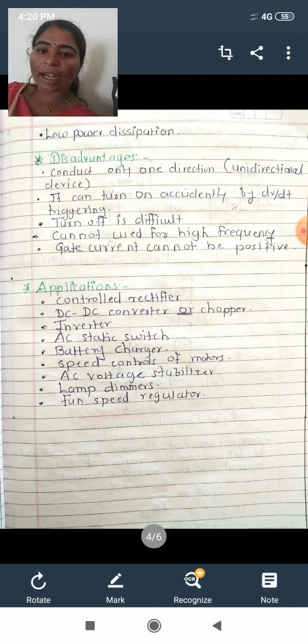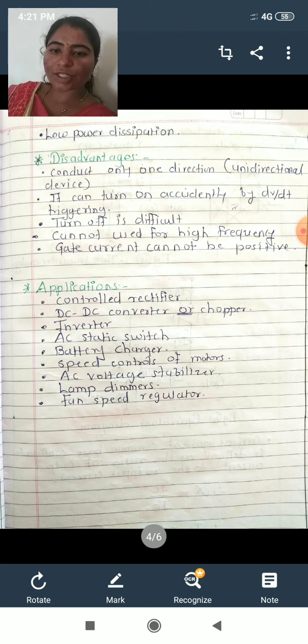Next, it cannot be used for very high frequency. It is used for high frequency but not very high frequency. Next, gate current cannot be negative. Gate current is always positive, and only then will the breakover voltage needed be small.